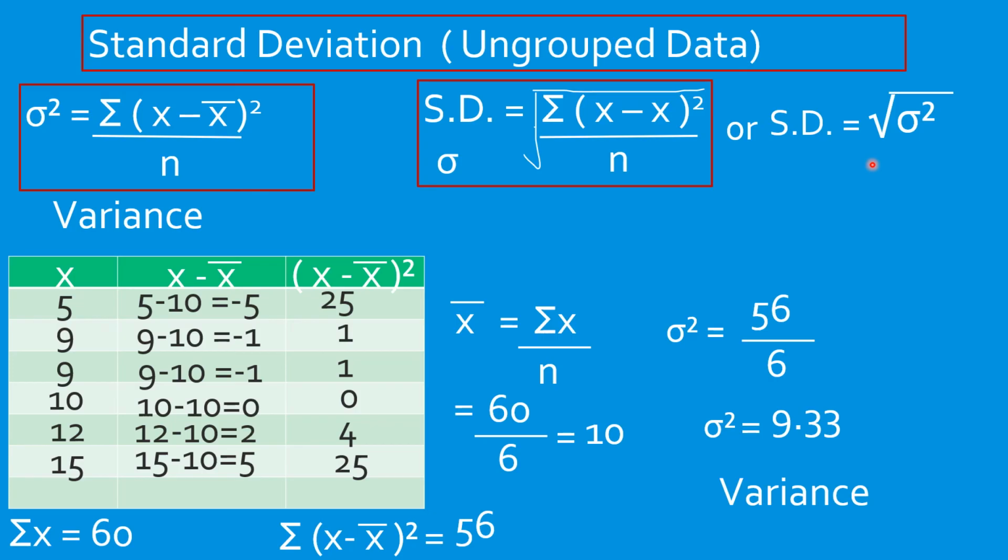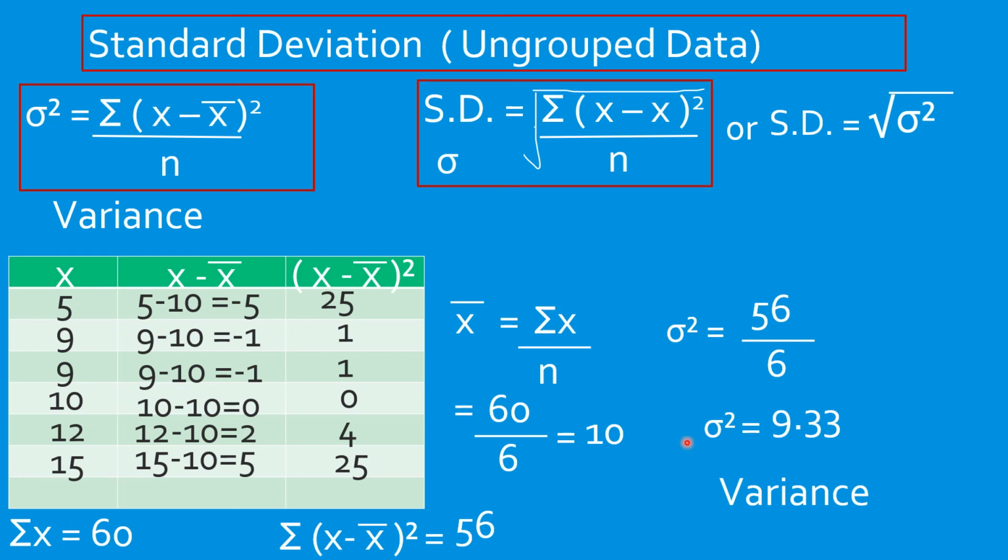Now, we already computed the variance. Of course, we are using the same scores. So we have here the x. This is the deviation from the mean. 10 is the mean that we computed a while ago. And this is now the result of the deviation from the mean. And then we square this: 25, 1, 1, 0, 4, 25. The summation of this is equal to 56. And that is now the numerator here. And n is simply 6.